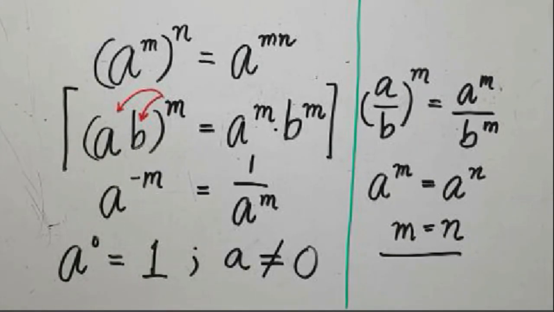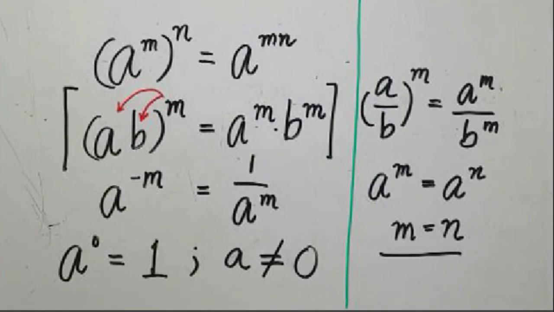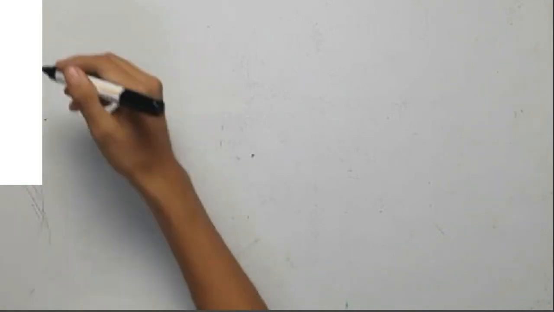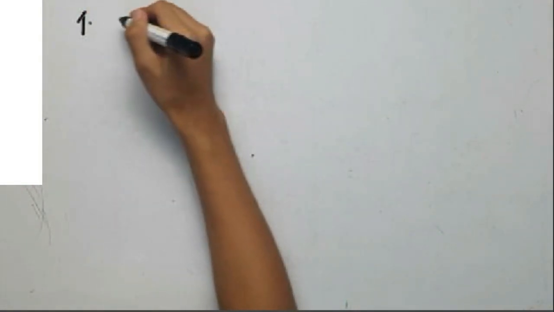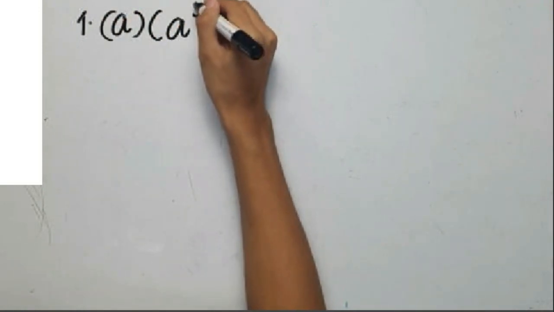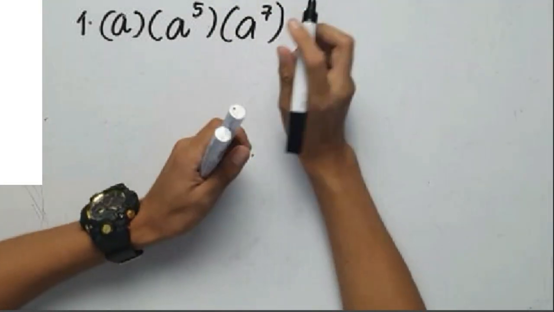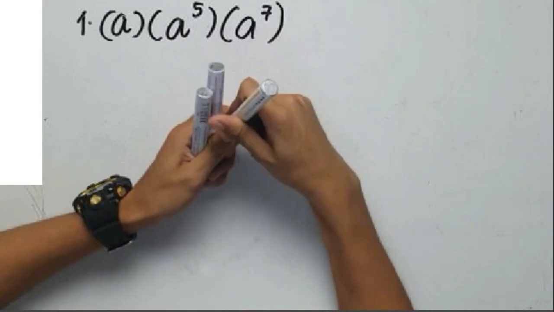Sige, yan yung law of exponent natin. So let's move on to the next. Ang next naman ay sample exercises. So let's do some exercises. So let's try these exercises. So number 1, meron tayong given na a multiplied by a raised to 5 times a raised to 7. So ano daw yung equivalent expression nito?